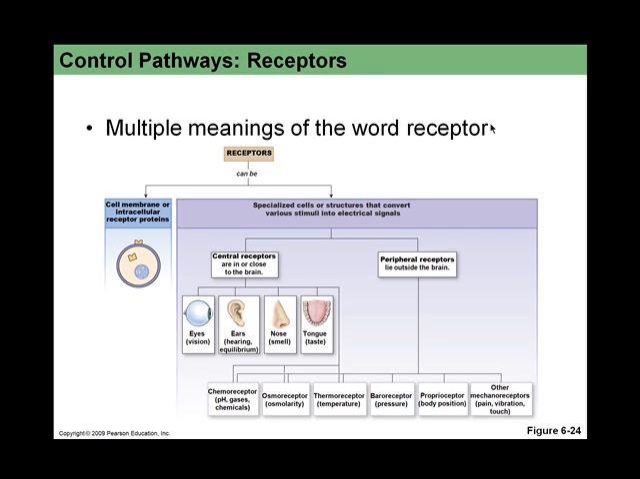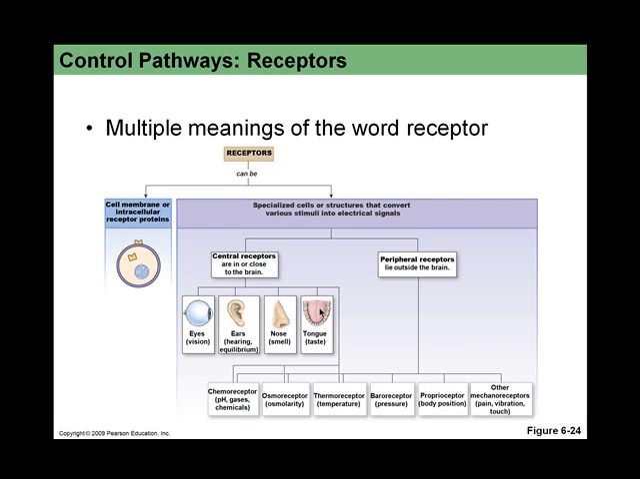There are multiple meanings of this word receptor. There's the membrane protein that we talked about, or the cytoplasmic protein, or the nuclear protein, or specialized cells or structures that convert various stimuli into electrical signals. So there are sensory proteins, there are receptor proteins, there are receptor cells, there's receptor tissue, receptor organs, right?